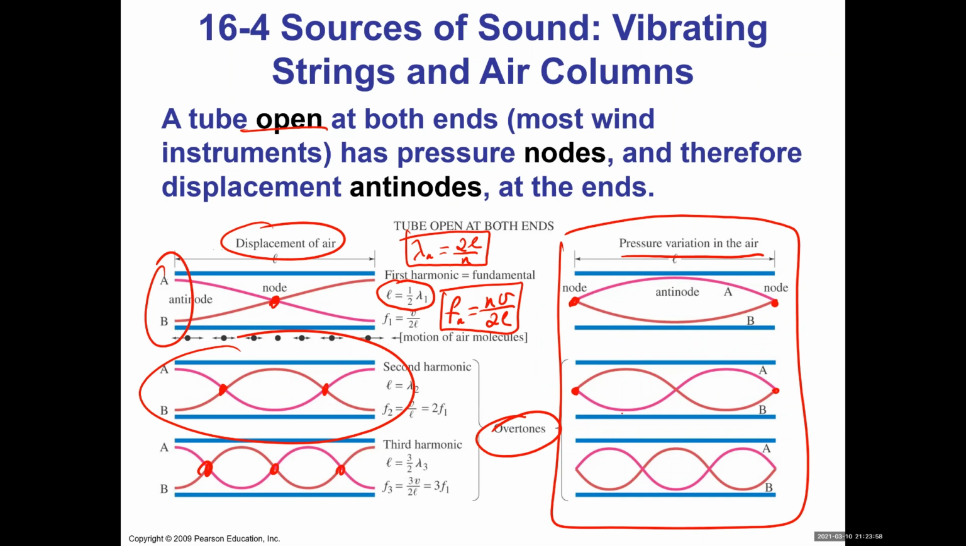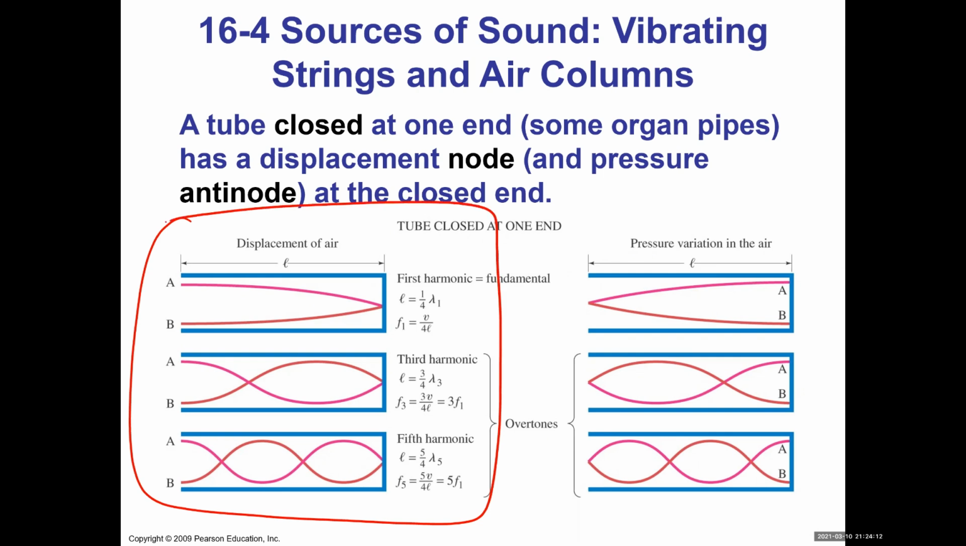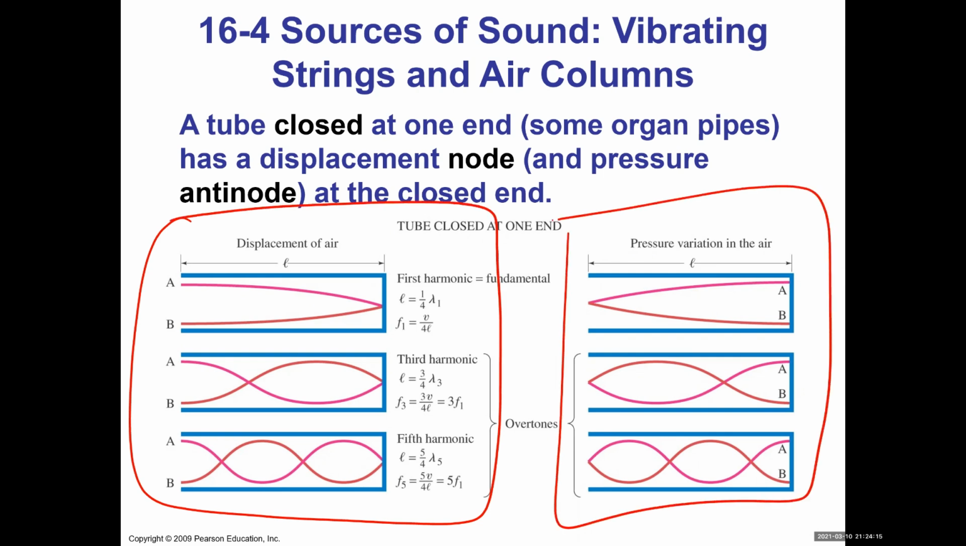Okay. And again, those are the two equations that we're using. If you have a tube with one end closed, then what you have here is this. Again, two different ways: displacement of air and then the pressure variation in air, and exactly the same differences again. If it's an open end, there has to be an antinode for displacement of air. If it's an open end, there has to be a node for pressure variation in air.